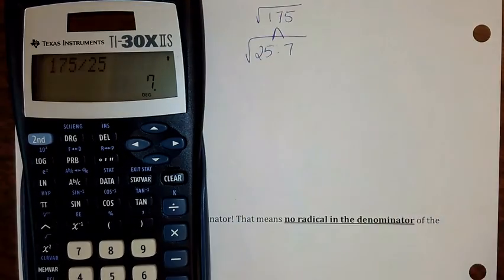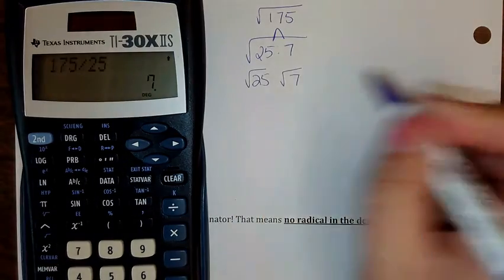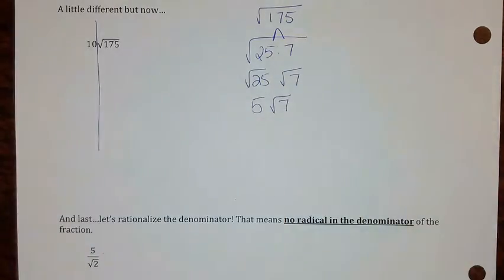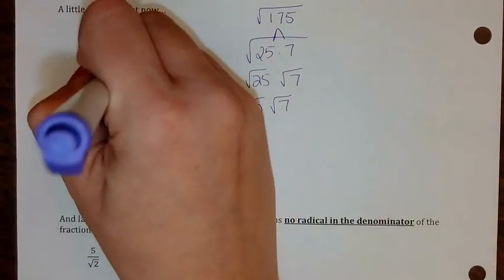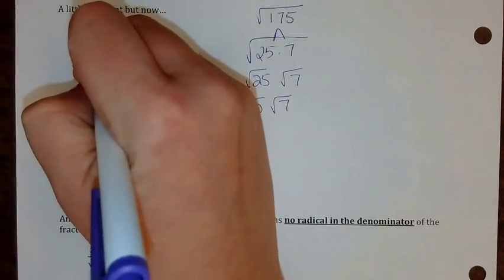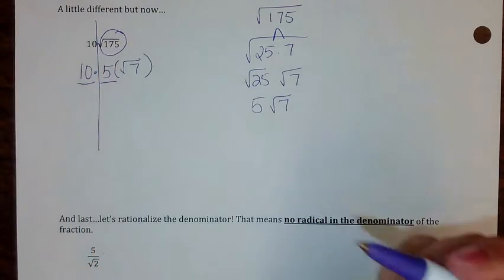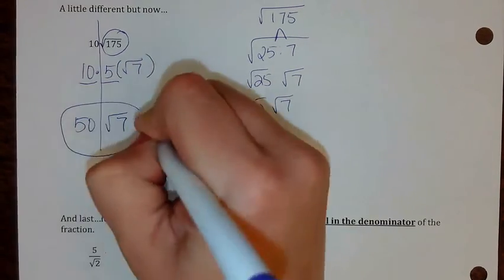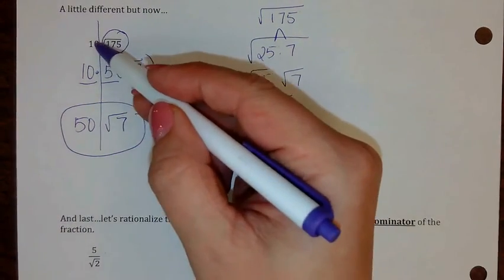So I'm going to break that into my root: root 25 and root 7. The square root of 25 is 5. There's my answer. Now, I'm not totally done though, because root 175 is the same as saying 5 root 7, but we still have this 10 out here, and this operation is multiplication. So now I've got to group things up, and my final answer becomes 50 root 7. This is a common mistake people make: they forget to multiply that number in there.